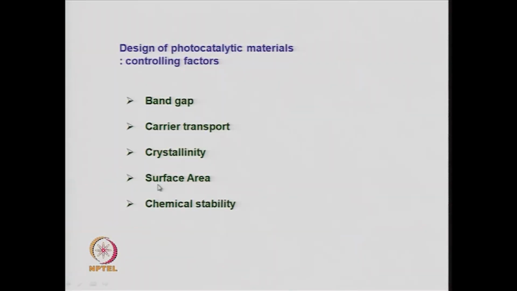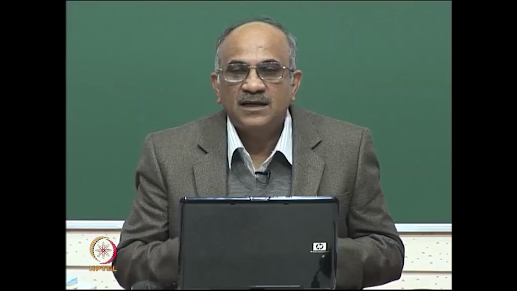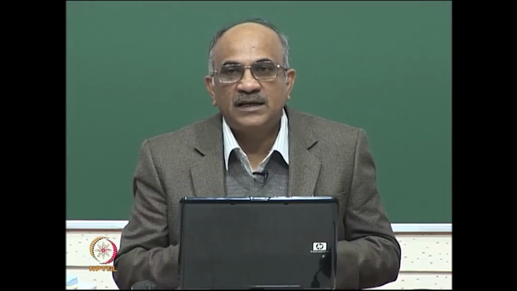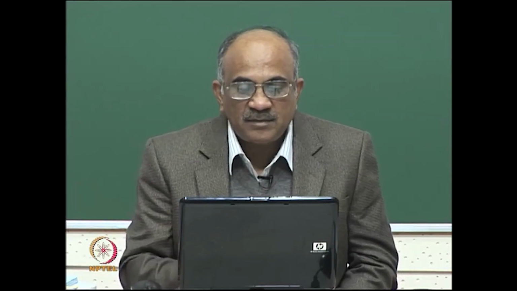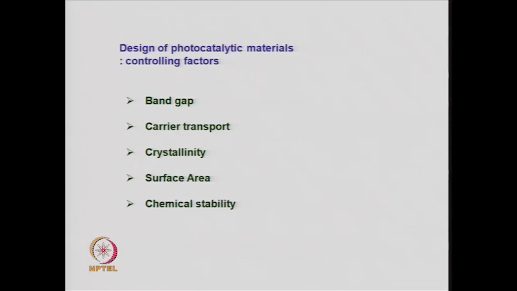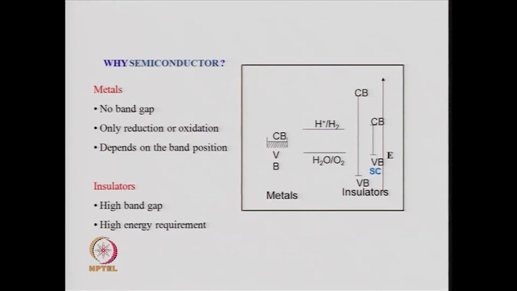Then surface area, which we have already discussed. Very high surface area means a very high number of active sites, and so the reaction rate will be very high and it will be a good catalyst. Then the stability of the catalyst is important, because you want to use and reuse this catalyst several times. So, these are some of the controlling factors which you think about when you are trying to design photocatalytic materials.